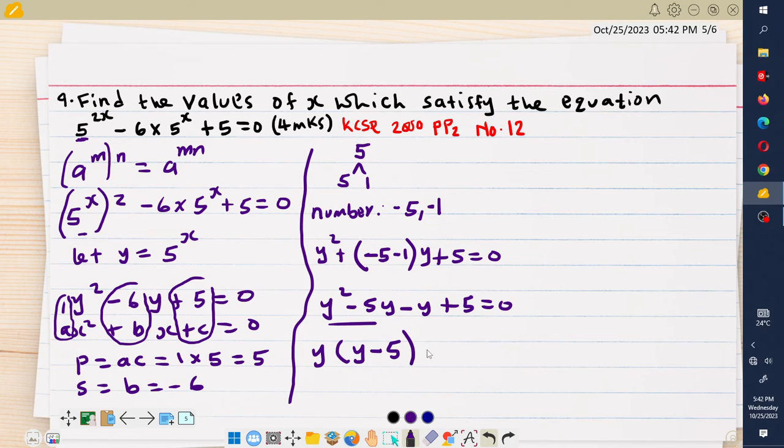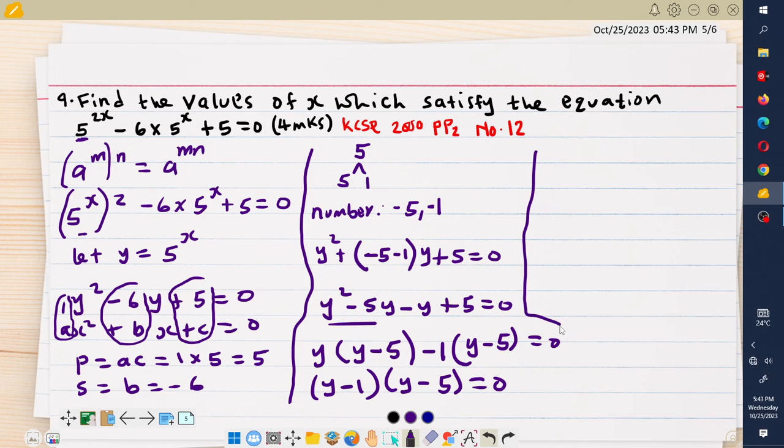Then I'm going to factor out negative 1, so that it helps me to interchange the sign, so that I get a positive y in the other bracket. So negative 1 over negative y will get positive y. Then of course minus 5 is equal to 0, because 5 by negative 1 you'll get negative 5. So this is y minus 1, then into y minus 5. So this one is equal to 0.